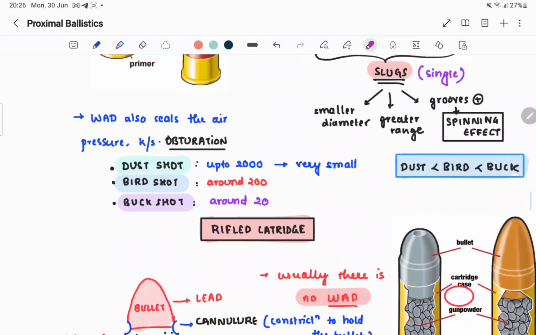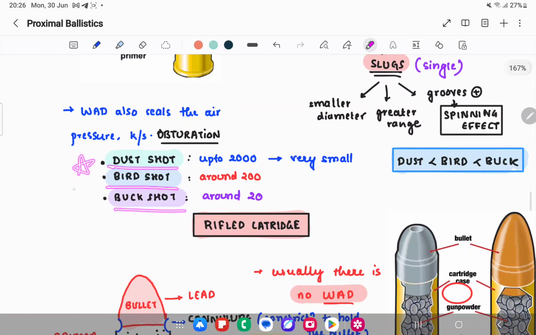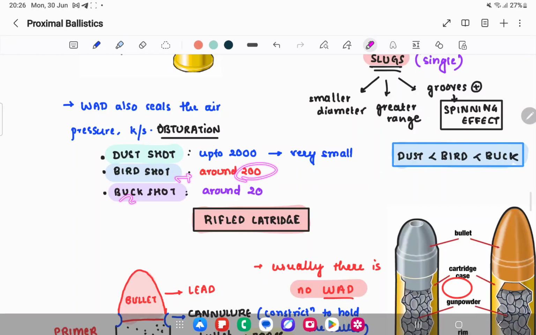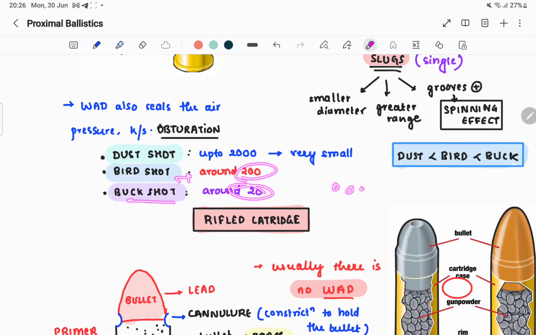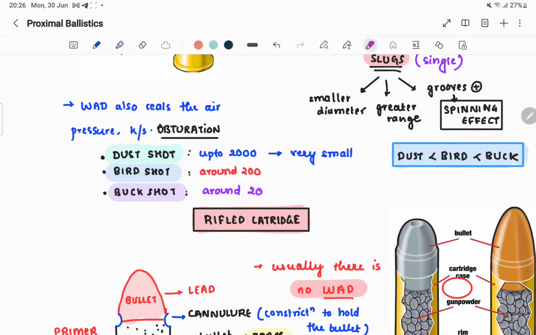So some shot ranges are there: dust shot, bird shot, and buck shot. Dust shot is about 2000, bird shot about 200, and buck shot about 20. So basically these are the number of lead shots. Dust shot has very small lead shots, about 2000, bird shot about 200, buck shot about 20.